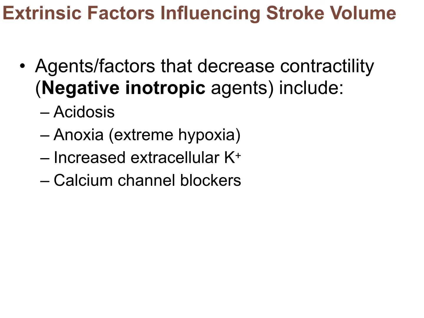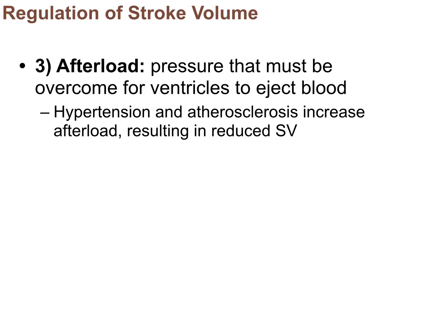Remember, potassium and sodium balances are super important for muscle contraction and nerve conduction, not just of skeletal muscles, but also of heart muscle. And then we said calcium is a positive inotropic factor, so calcium channel blockers would be a negative inotropic factor. Our last factor affecting stroke volume is something called afterload. What is afterload? Afterload is the pressure that you have to overcome to get the blood out of the ventricle into the tube, right? So into the arteries.